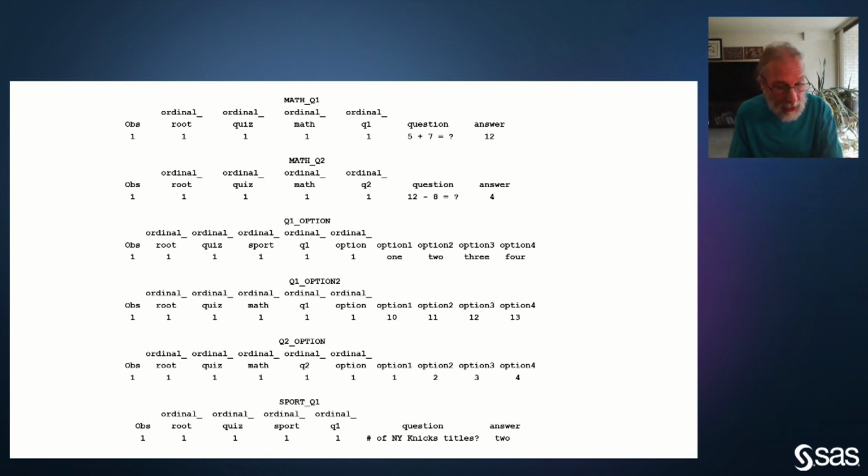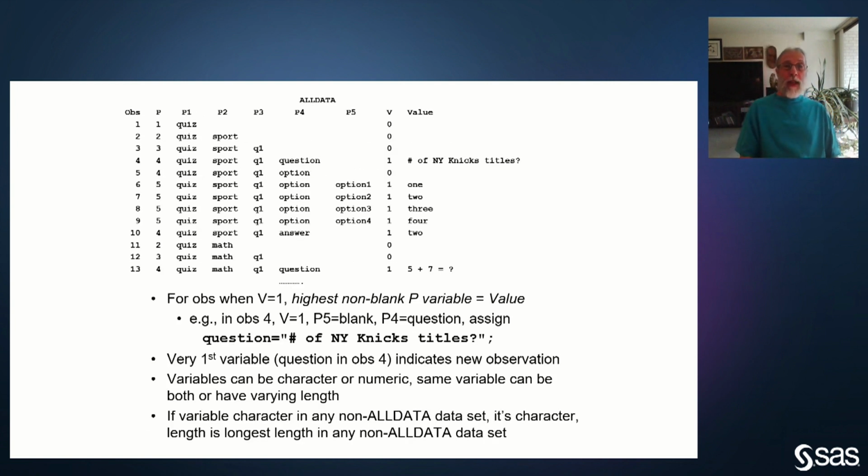So for this kind of data set, I took a different approach. I decided instead to read the all data data set. Now here's the first 13 records of the all data data set to give you enough of it to understand what I'm trying to do here. Now, to read the all data data set, the key is that the records where v equals 1 are the actual values that we want to put into the resulting data set.